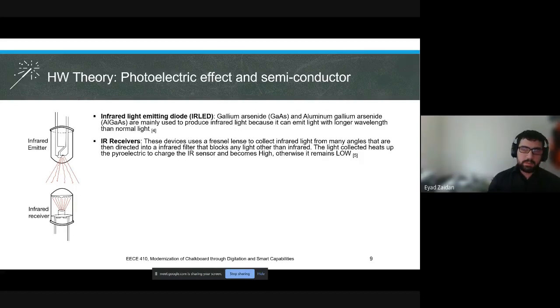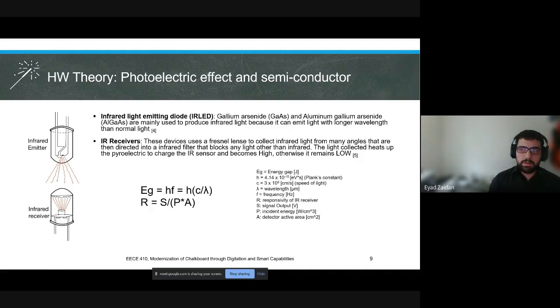Infrared emitters use gallium arsenide and aluminum gallium arsenide to produce infrared light, which relies on the energy band gap of the element. The energy band gap is quantified by multiplying Planck's constant h and the speed of light c, while dividing by the wavelength. The infrared sensors use a threshold lens that collects infrared light from emitters, which is directed into the photoelectric plate to activate the sensor. Dividing the signal output by the product of the incident power and detection active area, we can find the responsivity of the sensors.